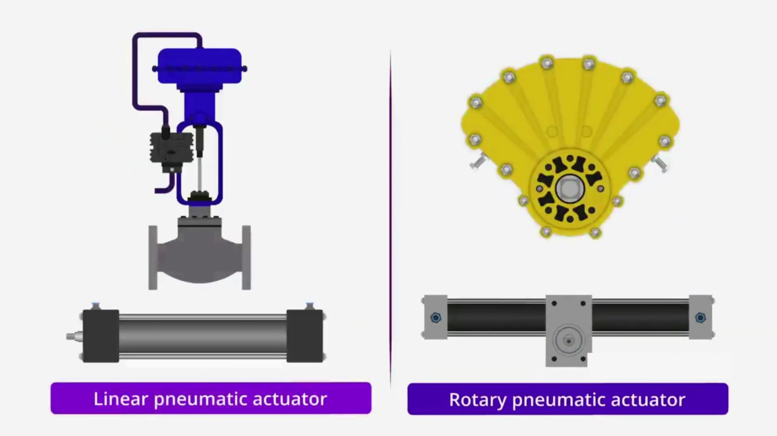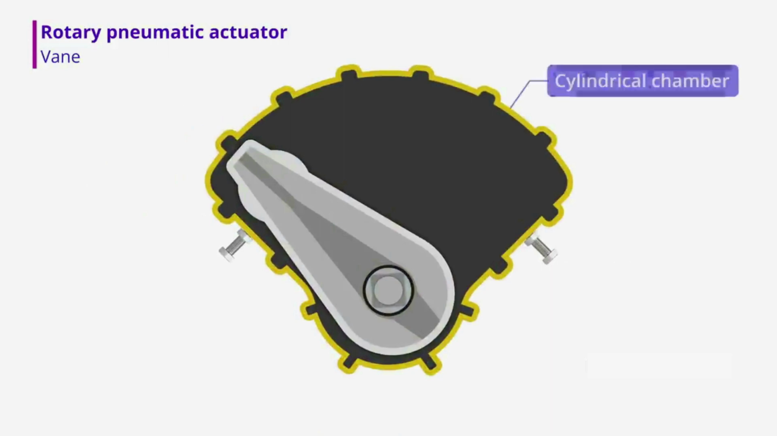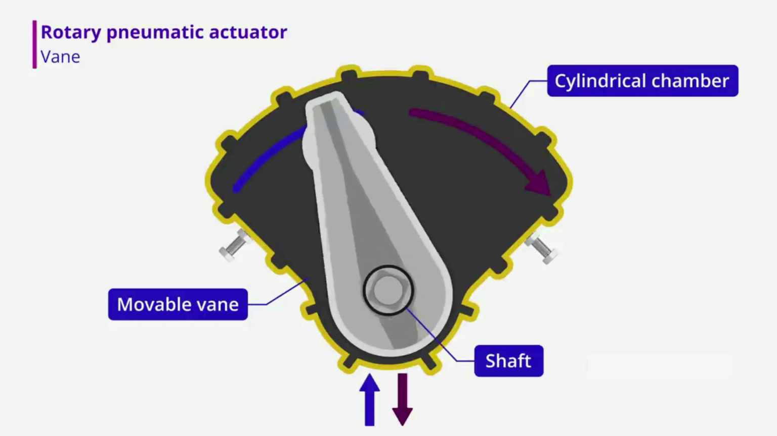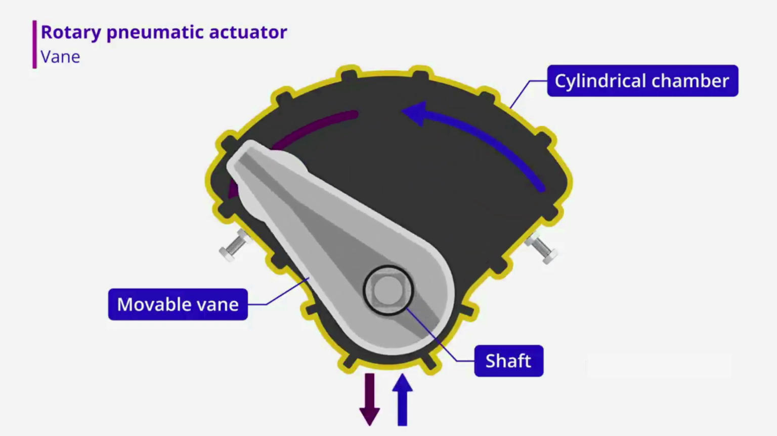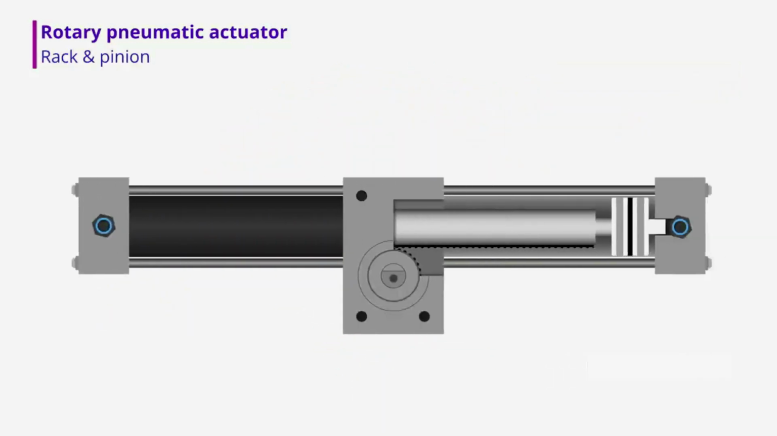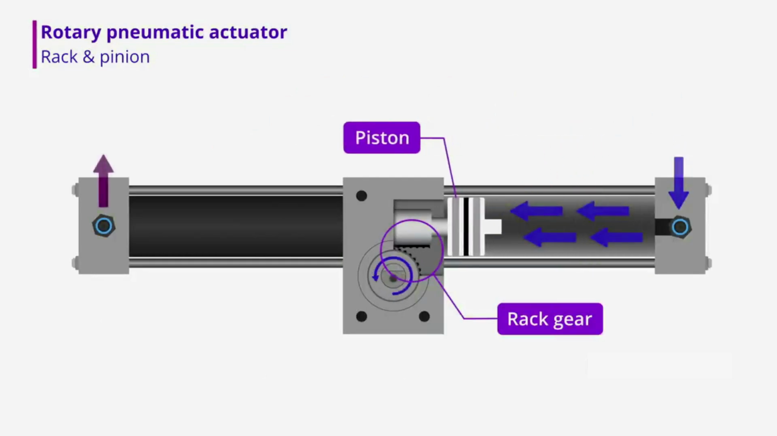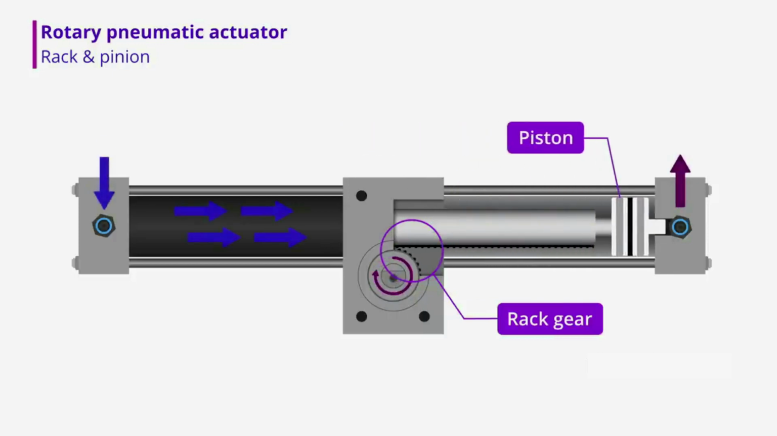Let's look at some examples of how rotary and linear pneumatic actuators are operated. There are many different types in the rotary pneumatic actuators category; the vane style and the rack and pinion style are very common. Vane actuators have a cylindrical chamber in which a movable vane is mounted on a shaft. Pneumatic air under pressure applied on one side of the vane causes it to rotate through its stroke. Rack and pinion actuators use a piston attached to a rack gear. When pneumatic pressure is applied, the piston and rack move linearly, rotating the pinion gear and drive shaft.